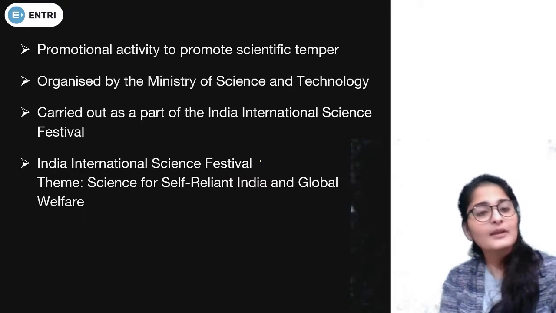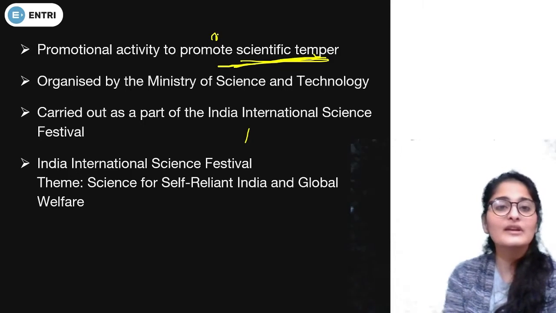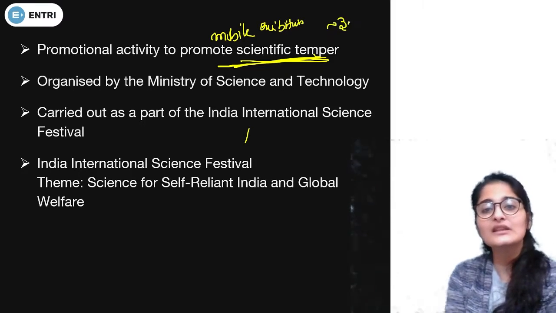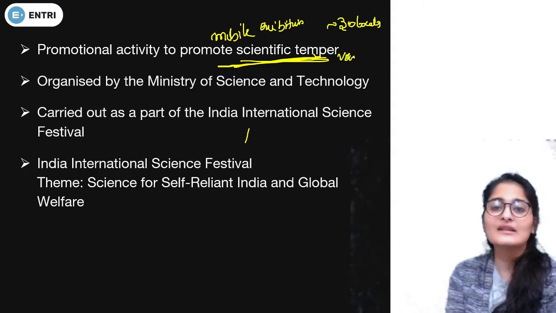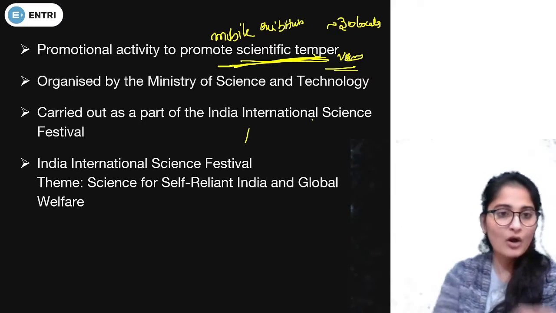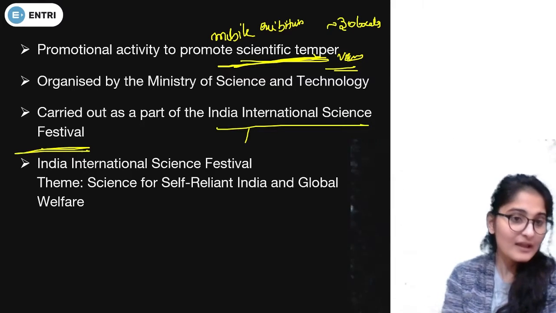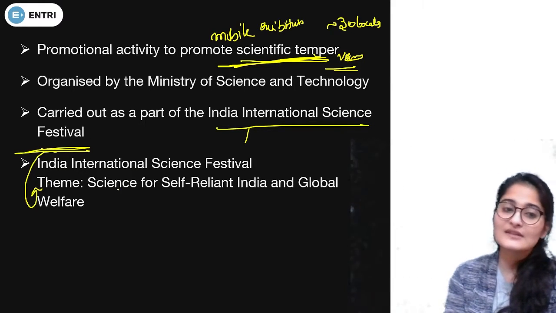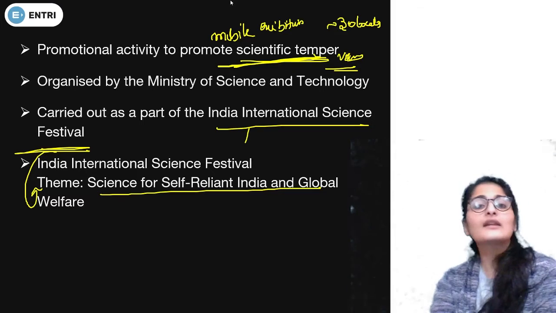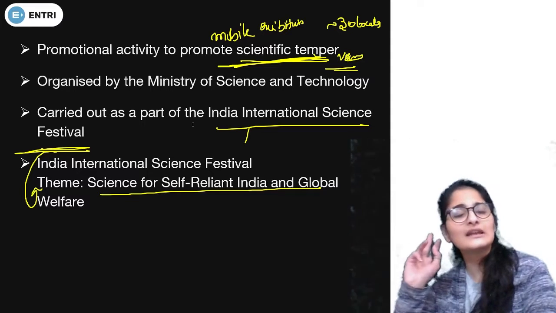Right. Then we have Vigyan Yatra. Now, Vigyan Yatra has been started by the Ministry of Science and Technology, right? Now, what is the purpose of it? It is to promote the scientific temper. So, mobile exhibitions in vans were launched in approximately 30 locations, in all parts of India. Now, this Vigyan Yatra was a part of the India International Science Festival. And this year, the theme of the India International Science Festival was Science for Self-Reliant India and Global Welfare.